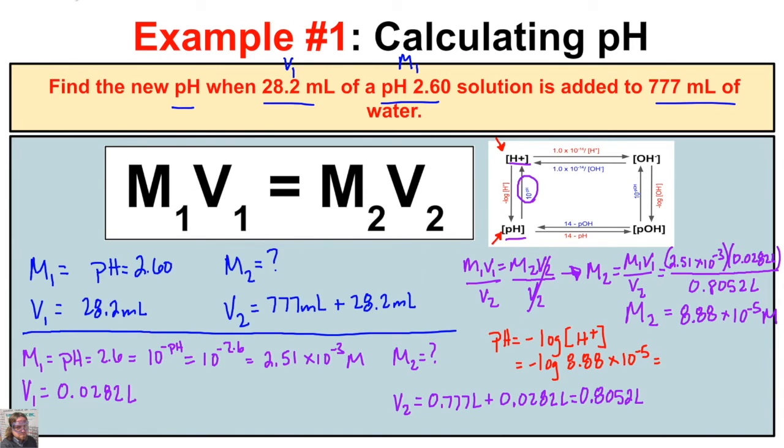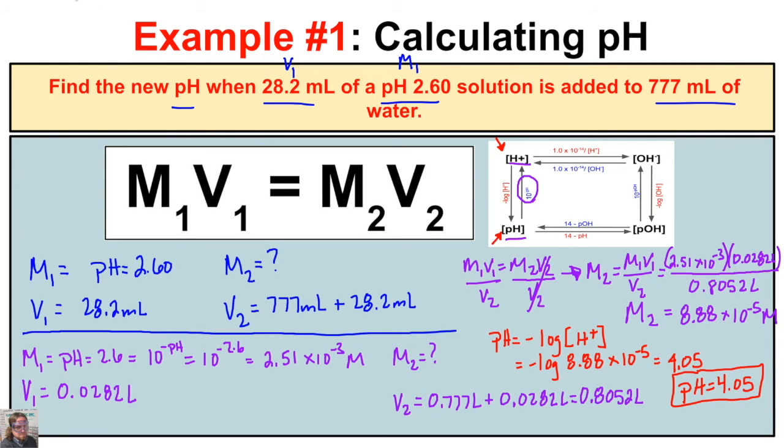When we put this in our calculator, we end up with a pH of 4.05. So the pH of our new solution is 4.05. Does this answer make sense? Well, our starting solution had a pH of 2.60. We've diluted it by adding 777 milliliters of water to this, and the pH went up. It became more basic, with a pH of 4.05.